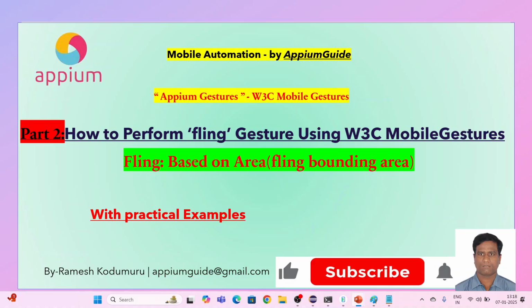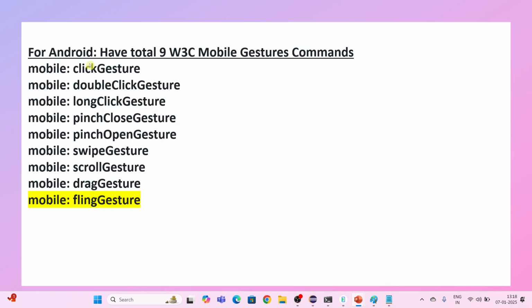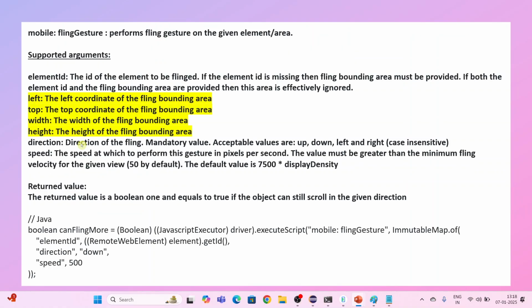First of all, for Android we have W3C mobile gesture commands. To perform the Fling gesture we have to use the command called mobile: flingGesture. So what exactly is the mobile: flingGesture command all about? By using this command we can perform the Fling gesture on a given element or an area. In this video we're talking about the area, so we'll concentrate more on the area here. Here area means Fling bounding area.